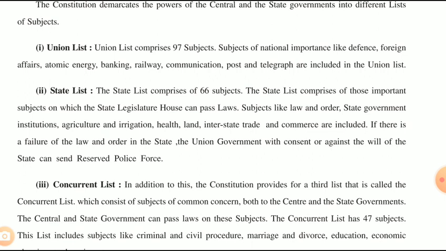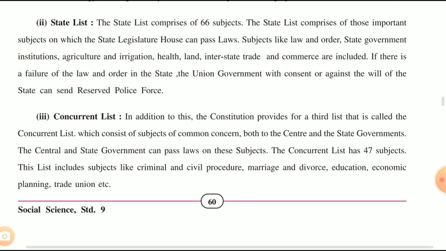The third list is concurrent list. Now there are some of the responsibilities that are shared between the union as well as the state government. So this list includes 47 subjects like civil and criminal procedures, marriage and divorce, education, economic planning, trade union, etc.